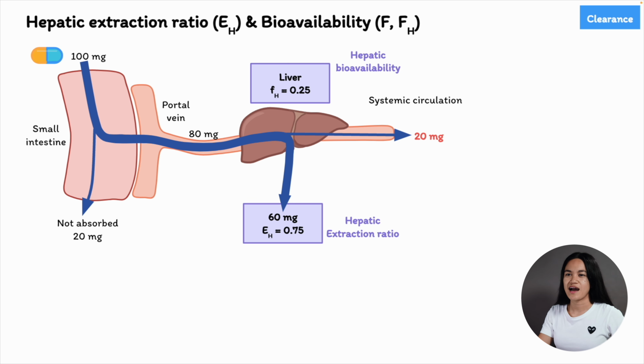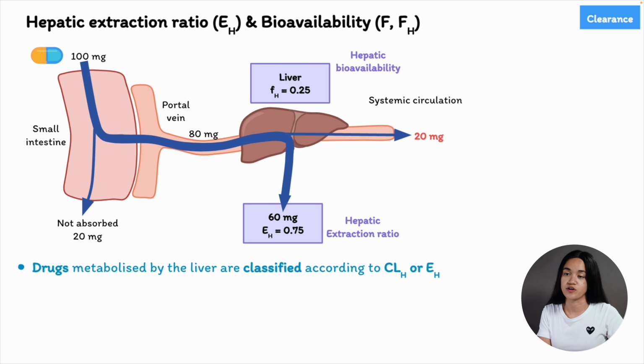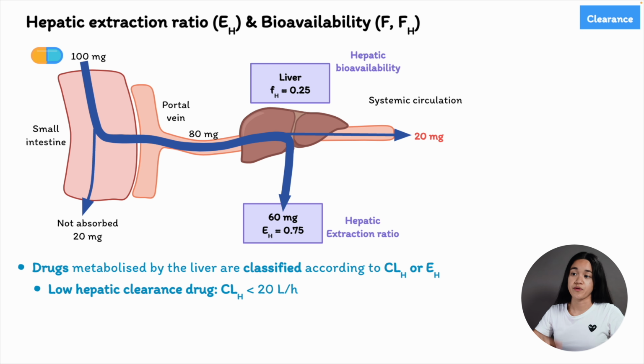And we can try to have a look at the hepatic extraction ratio and classify the drugs. But generally, we say that drugs with a low hepatic clearance have a clearance under 20 liters per hour or a hepatic extraction ratio under 20%. Examples of drugs with low hepatic clearance include diazepam, ibuprofen, and warfarin.